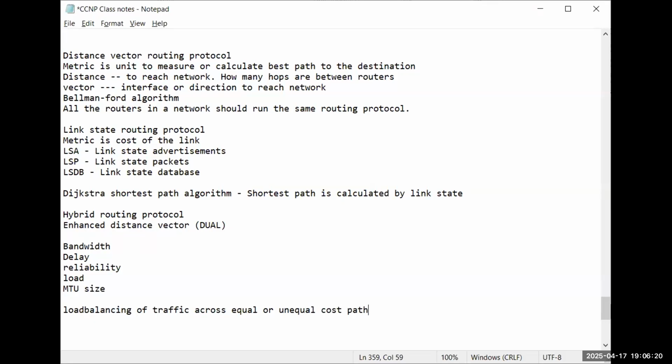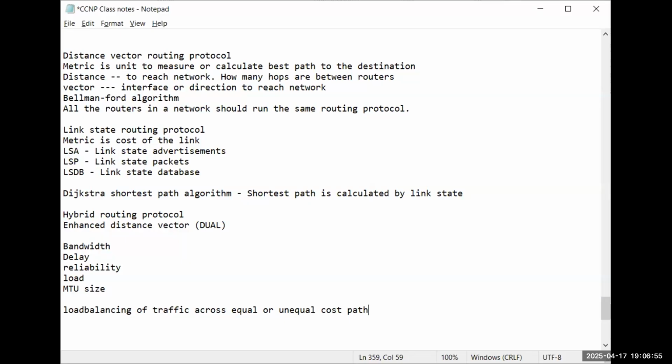So for one link, I am having 100 meg bandwidth, and the other link I'm having 50 meg. Still I can load balance my traffic between both the links. So the cost path of both the links need not be the same. It can be different, but still I can load balance, or split and send my traffic to both of the links, because I need not purchase one high bandwidth link.